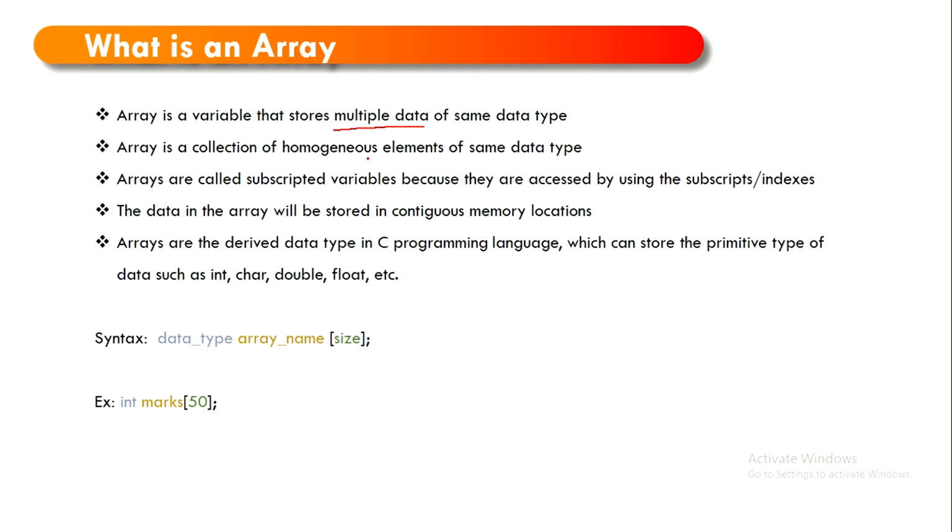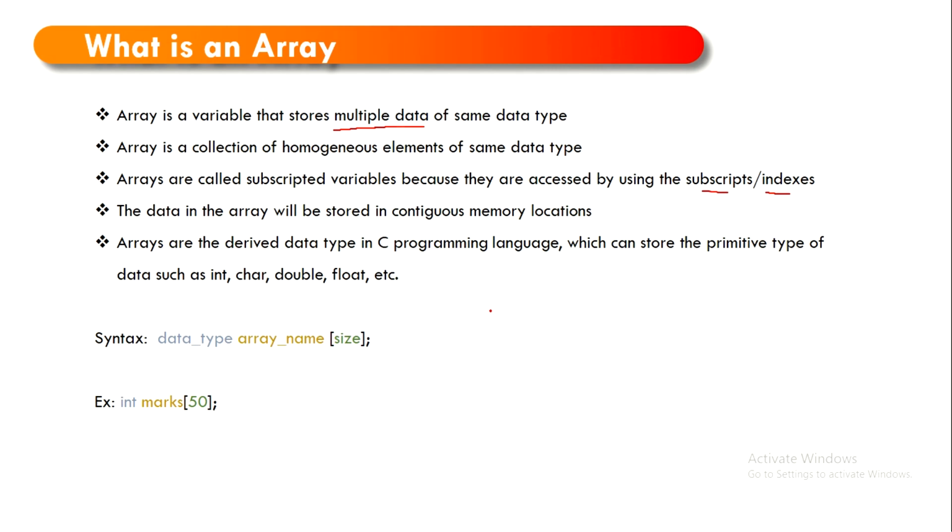When I say homogeneous elements, it means the data should be of the same kind. And they also call an array a subscripted variable because when we have to access the data inside the array, we need indexes or subscripts. That means if we have an array with some data in it, and we want to access one particular data from that array, we need to access it through the index number of that data. Now the data in the array will be stored in contiguous memory locations.